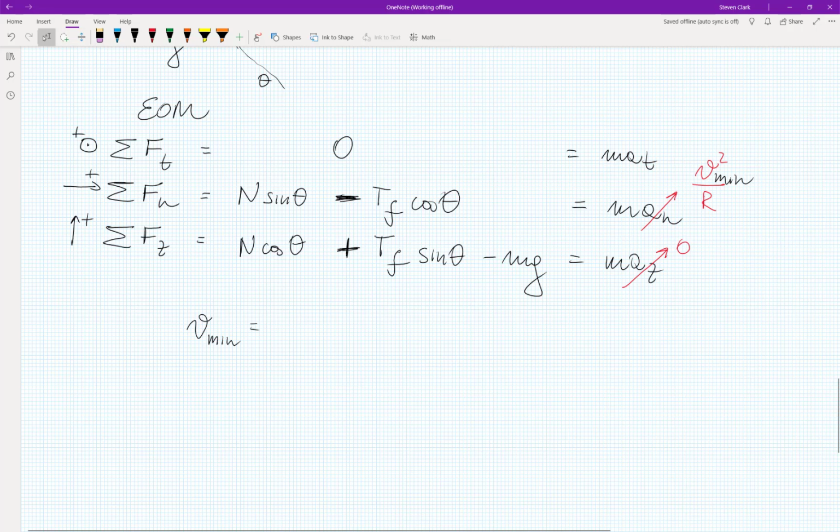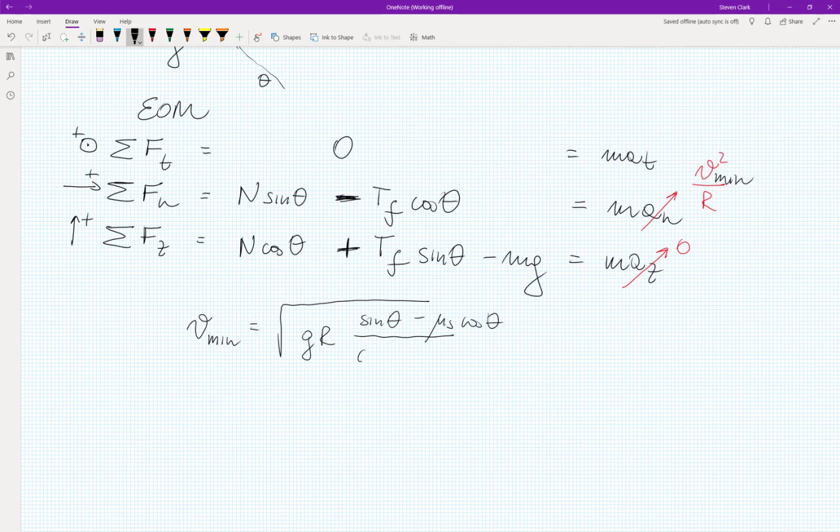Just follow the same steps we did in part B. V min will be the square root of gr times sine theta minus mu s cosine theta, over cosine theta plus mu s sine theta. If you plug in values, you will obtain that V min is approximately 32.091 meters per second.